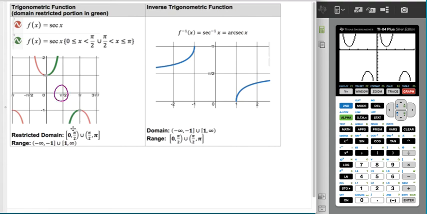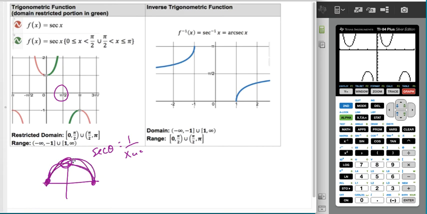So the domain is essentially, if we look at this graph, it goes from 0, which is included, up to pi over 2, but that can't be included, jumps over pi over 2, and then goes all the way to pi. And that makes sense because remember, secant of theta is 1 over the x on the unit circle, so I have to hit all the x's.